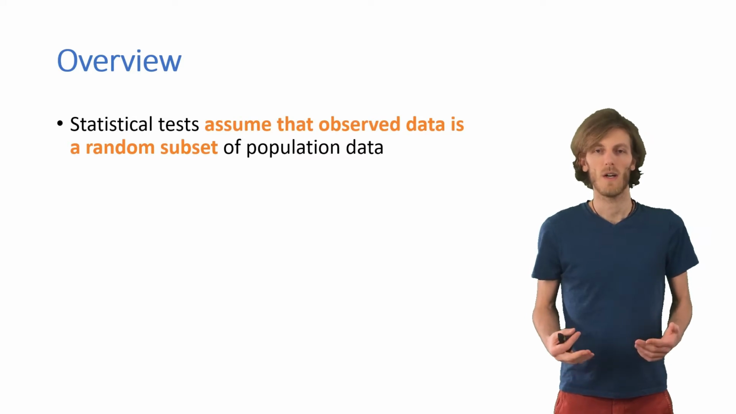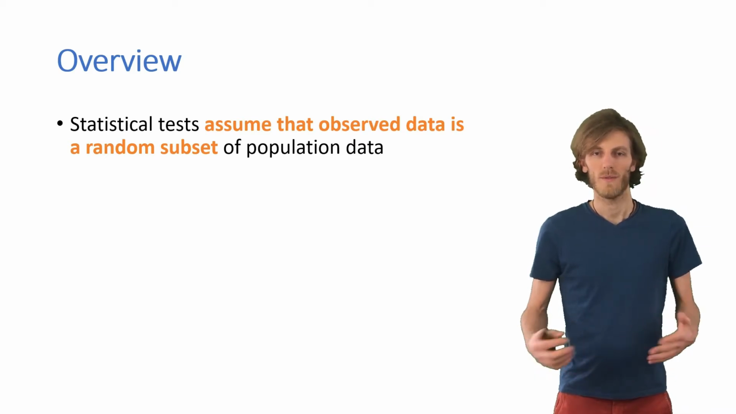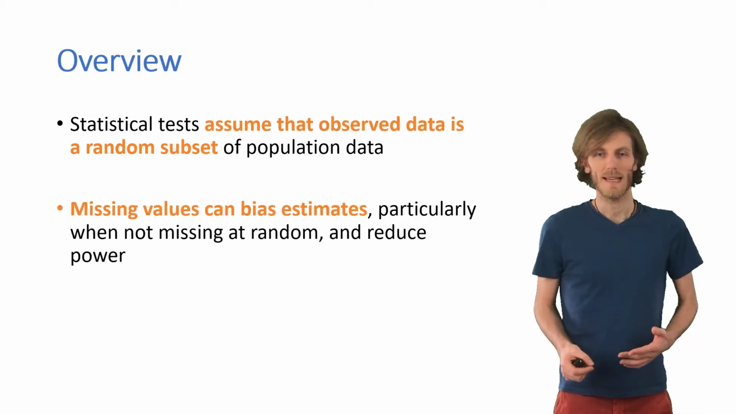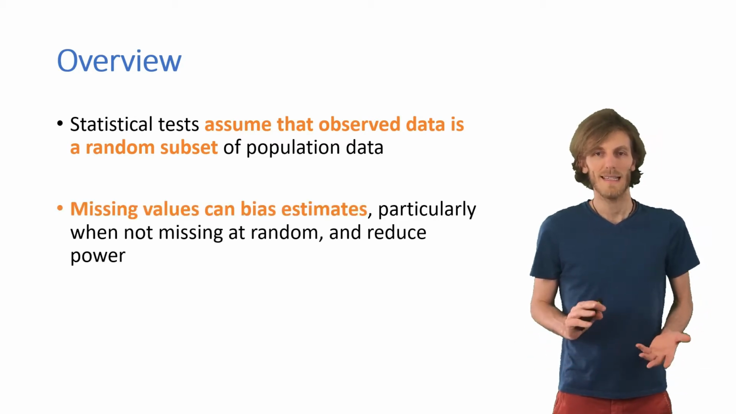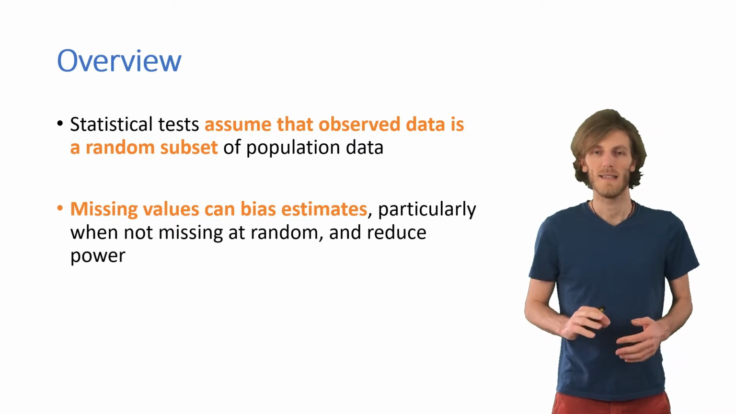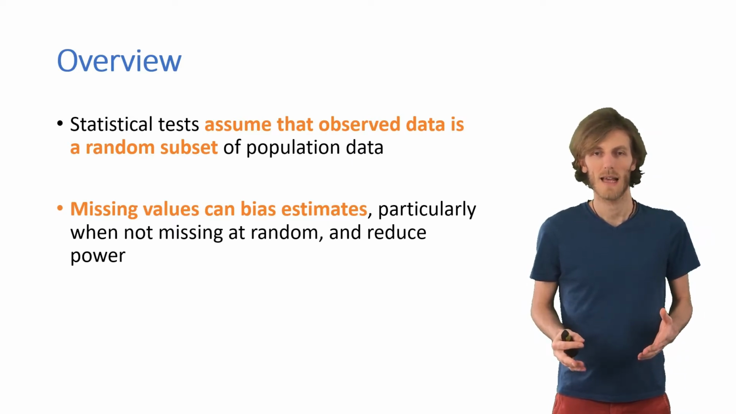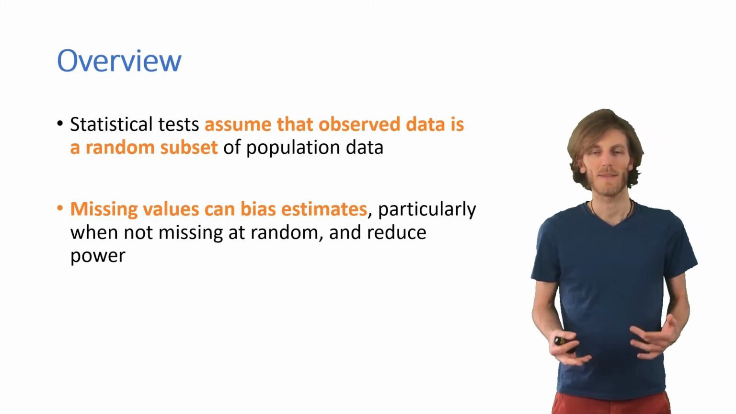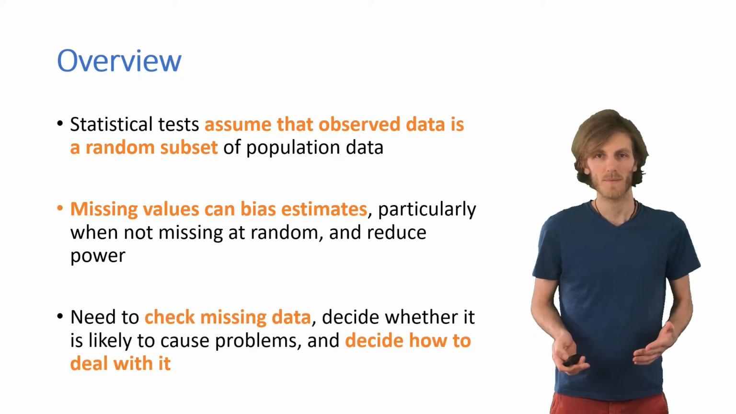Well, basically all standard statistical tests assume that the data that we have is a random subset of the data in the entire population. Whenever we have missing data, that's no longer very likely. And of course also, missing data just means that we have less data, so we quickly have less statistical power.